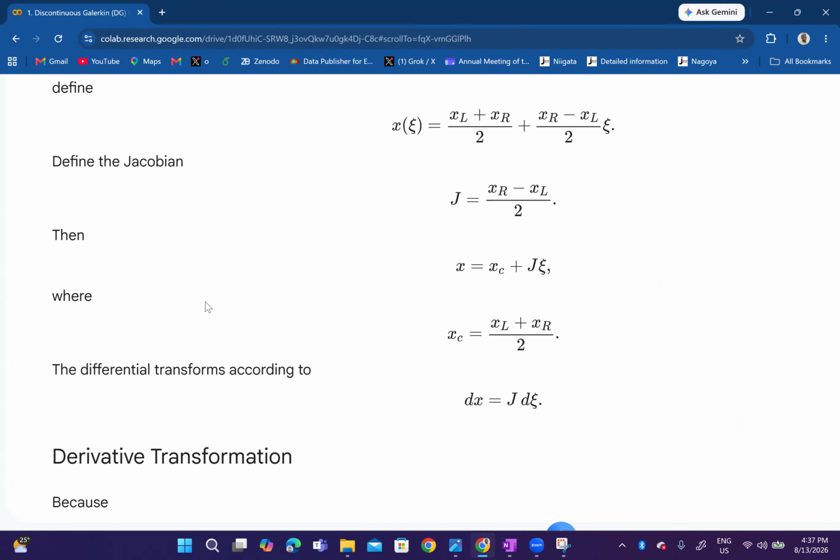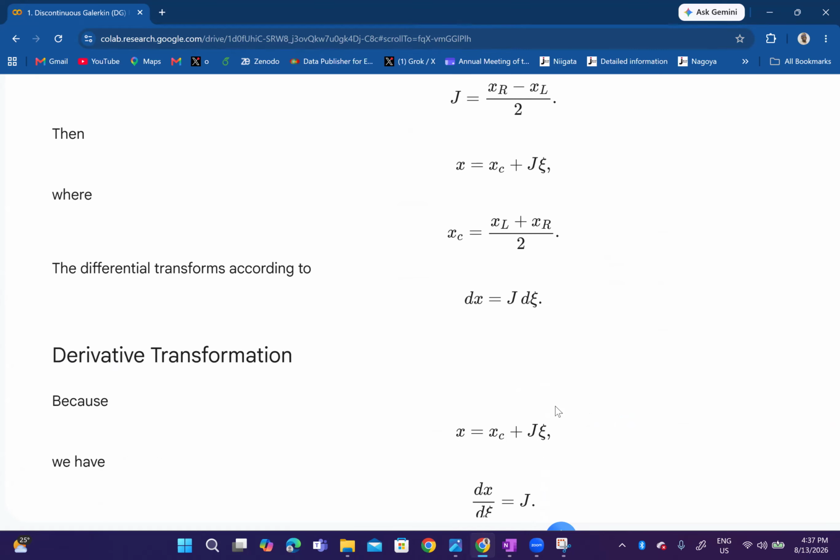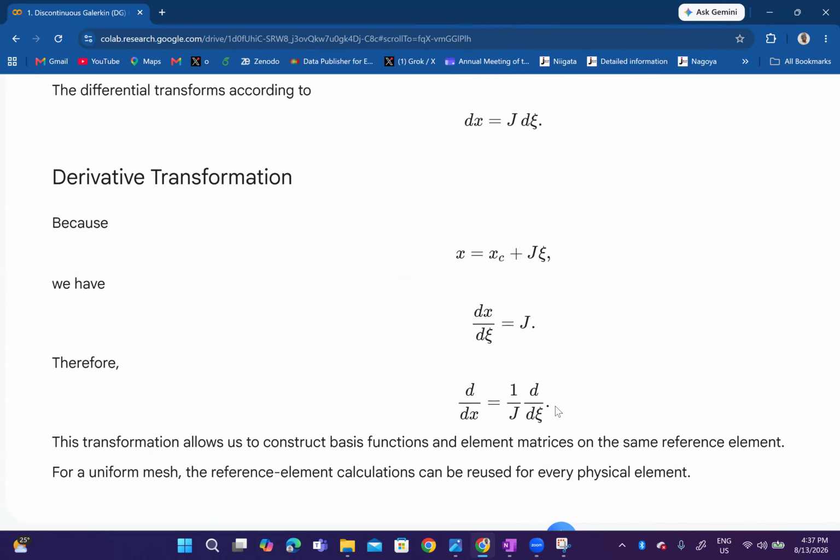The differential transforms according to dx equals J d psi. So dx d psi is basically this expression, and that's why we have our J here. When we differentiate this expression, we get this, so dx equals J d psi. Now for the derivative transformation, because x is equal to xc plus J psi, dx d psi is J.